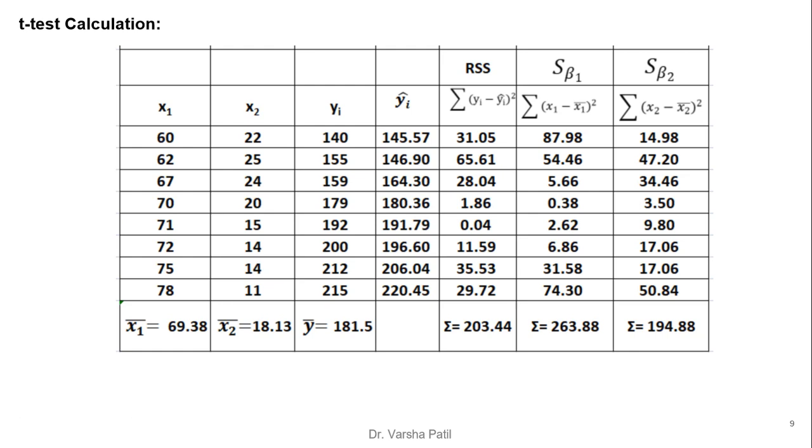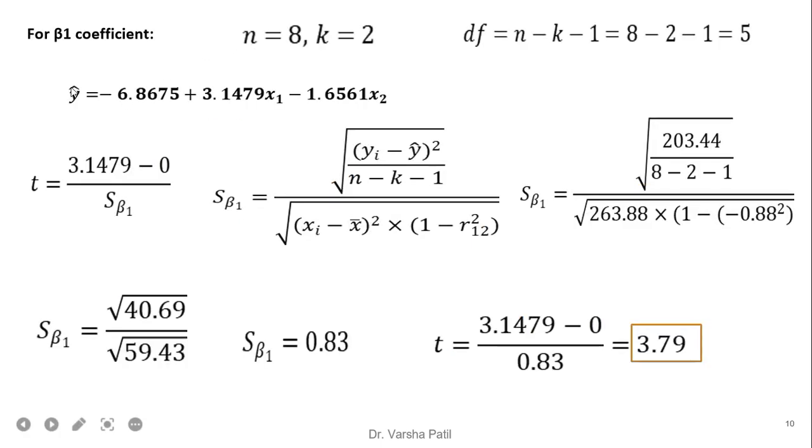Now t-test calculation. For t-test calculation we require specifically this x1 minus x bar square and x2 minus x bar square, and also we require the correlation coefficient. Now we see the calculation for the t-test. T is equal to, we are getting the parameter as 3.1479 minus the 0 value, because we are keeping the alternative hypothesis that this variable is significant, and in the null hypothesis we state that it is not significant. Now to calculate the S beta 1, this is the formula.